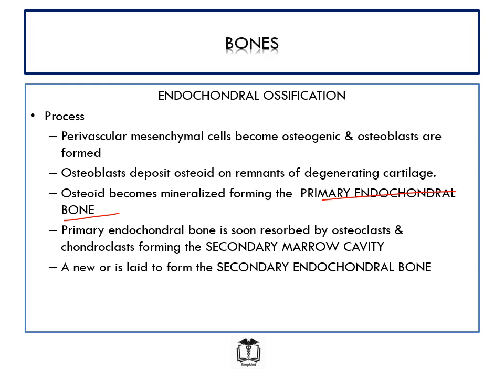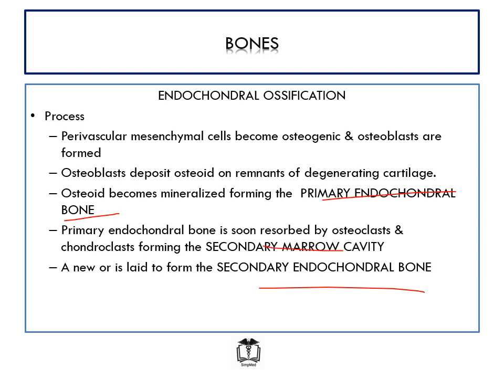So the primary endochondral bone is eventually reabsorbed by osteoclasts and chondroclasts. And once it is reabsorbed, this gives rise to another cavity called the secondary marrow cavity. So we have two cavities being formed. The primary marrow cavity formed when the cartilage degenerated, and then the secondary marrow cavity formed when the initial osteoid that was deposited becomes reabsorbed. So once this secondary marrow cavity has been formed, we now have another set of matrix being laid down. So we have matrix laid down twice. The second or new matrix laid down is now known as the secondary endochondral bone.